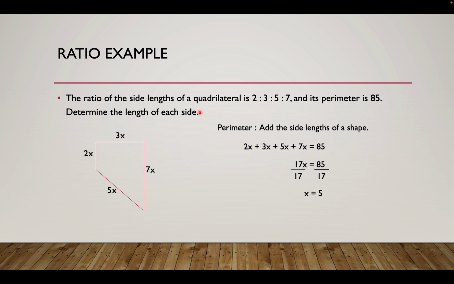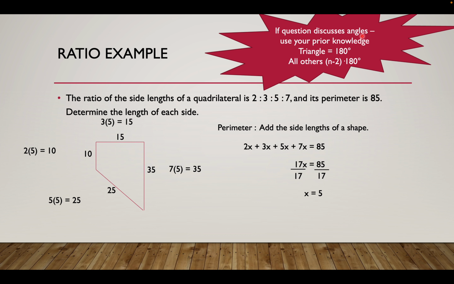So if I had to determine the length of each side, I'd go back to the 2x and plug in a 5 for x. That side length would be 10. This one, 3 times 5, 15. 5 times 5, 25. 7 times 5, 35. Now, if we add those together, we end up with 85. It tells me that I know I got that correct. Now, if a question discusses angles, use your prior knowledge. Remember, the angle measures of a triangle add up to 180. For all other shapes, remember you take the number of sides minus 2, times 180. That's what you were doing in your previous module.